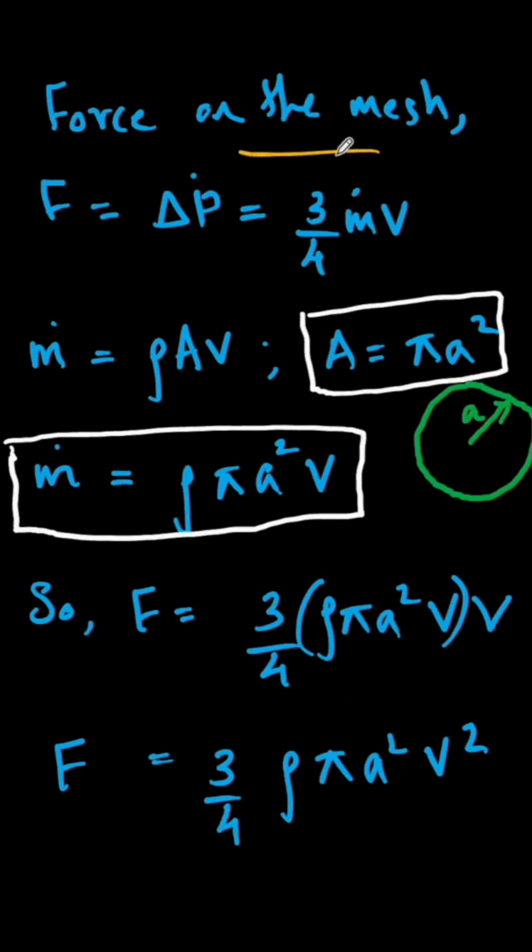So the force on the mesh will be the rate of change of momentum of water, that is 3 by 4 m dot v. M dot is equal to, we know, rho into area of flow into velocity, where area is pi a square because it is flowing through a circular pipe of radius small a. So m dot is equal to rho pi a square v. So the force equation becomes 3 by 4 rho pi a square v into v, that is 3 by 4 rho pi a square v square.